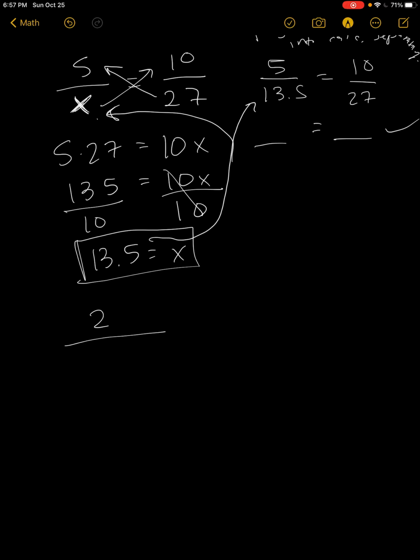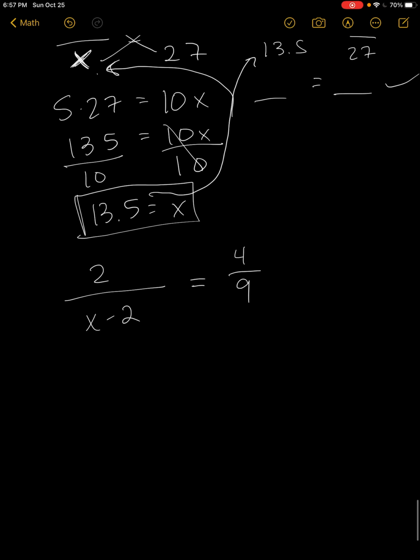Okay, let's do another one. So you might get a little bit of a tricky one. Okay, where you see there's an expression now on the bottom. Don't get too thrown off, I'm going to cross multiply still. 2 times 9 is 18. The only thing you have to remember is take this as a whole number. Okay, it's x minus 2 as a whole, as a unit.